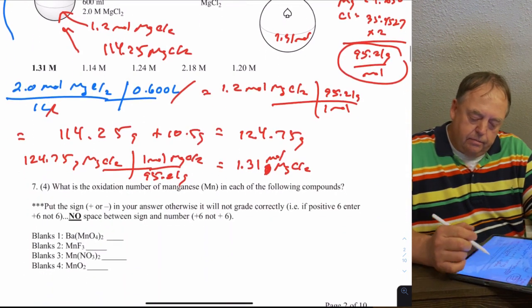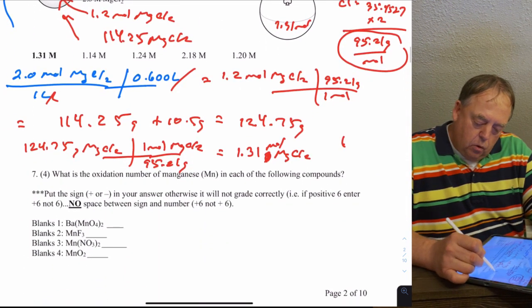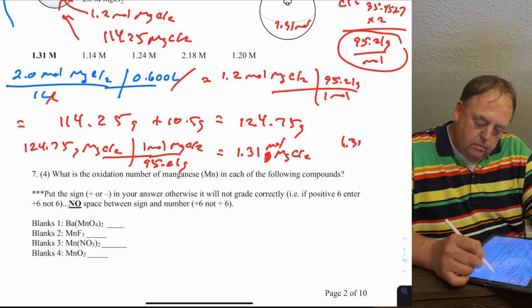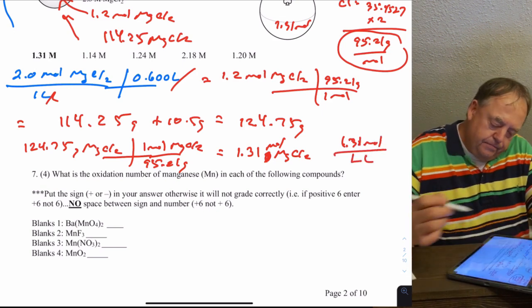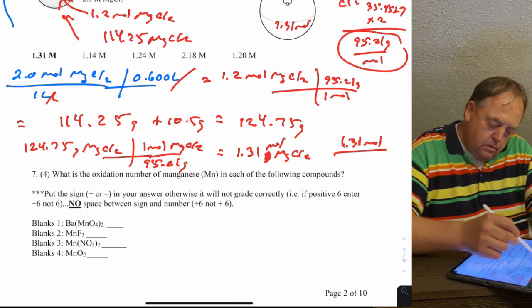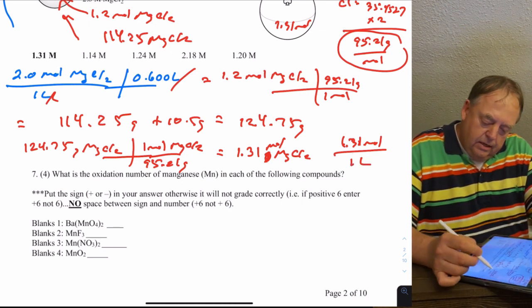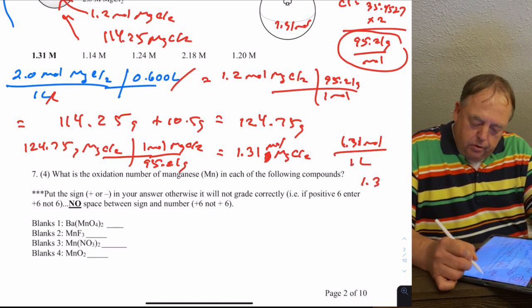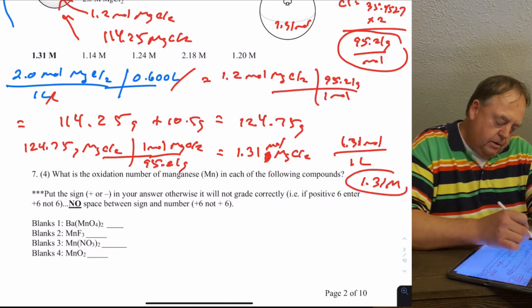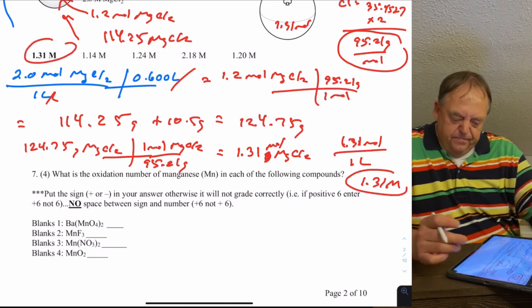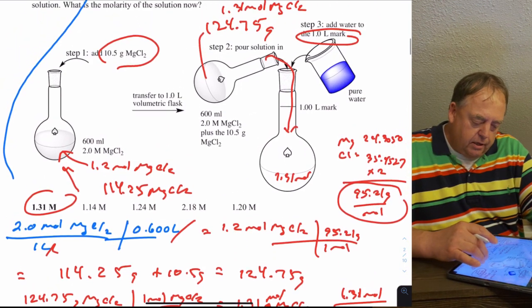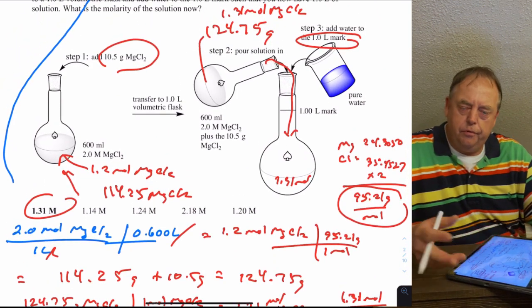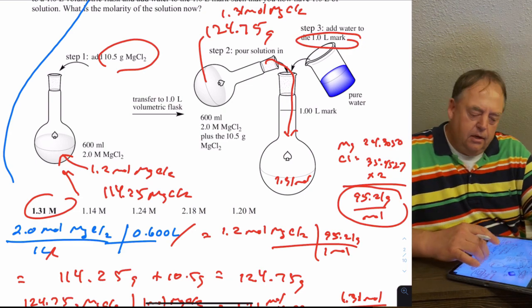So if you want to convert to molarity, it's the moles divided by the volume. It's 1 liter. So the molarity is 1.31 molar. Right, so that's the answer. So that was definitely a little bit harder problem. It required you to think a lot more to work your way through all of the steps in what's going on.